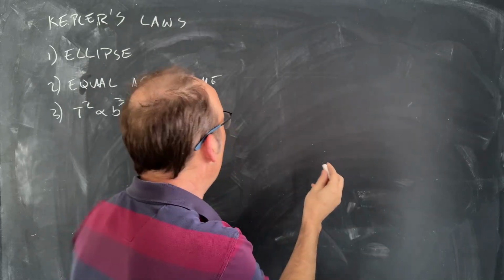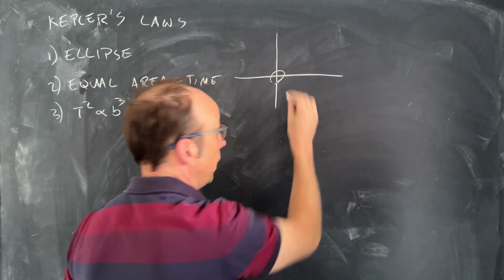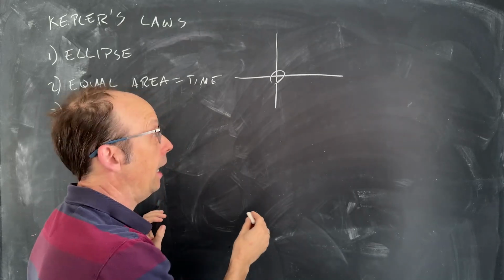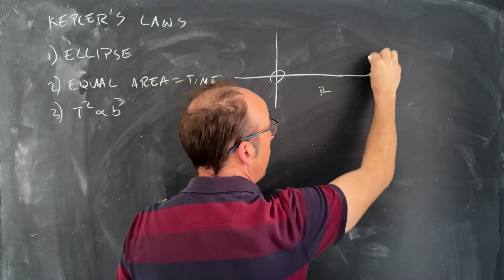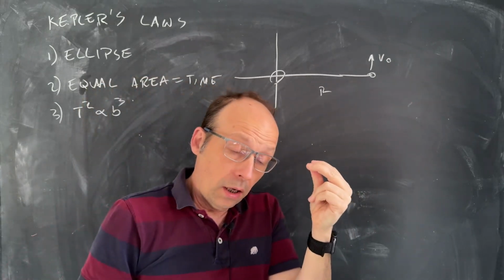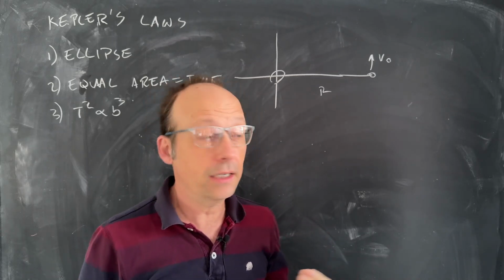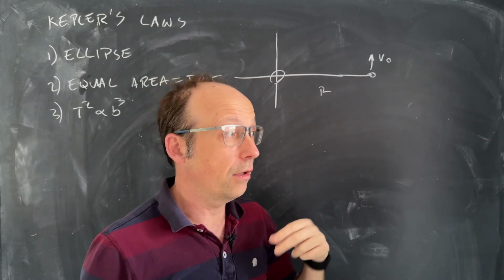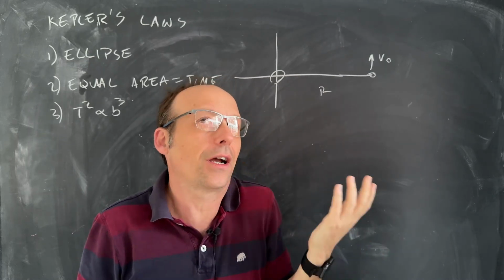And so the first thing we're going to do is start off with our sun right here at the origin, and our planet some distance r away with an initial velocity v0 like that. Now, Kepler did not know the mass of the sun. Kepler did not know the gravitational constant. He didn't know the size of the solar system. So he didn't know those units. So we're not going to use units either.